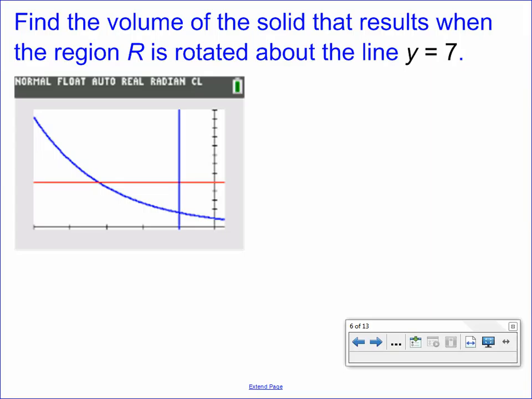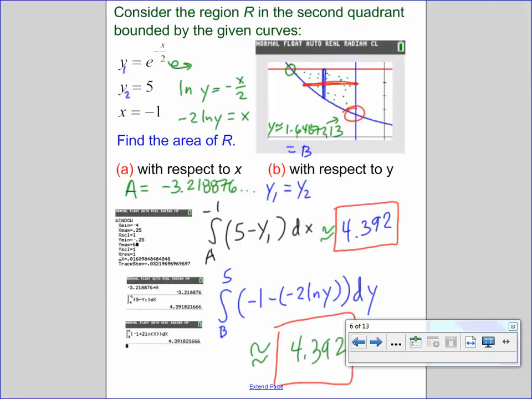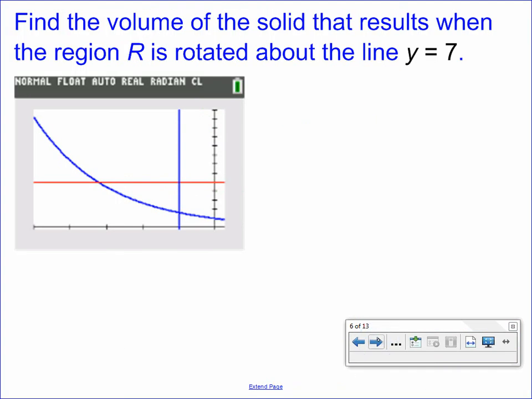So here we go. Find the volume of the solid that results when the region R is rotated about the line y equals 7. So we already have our region, we have it entered, and we're going to spin it where?